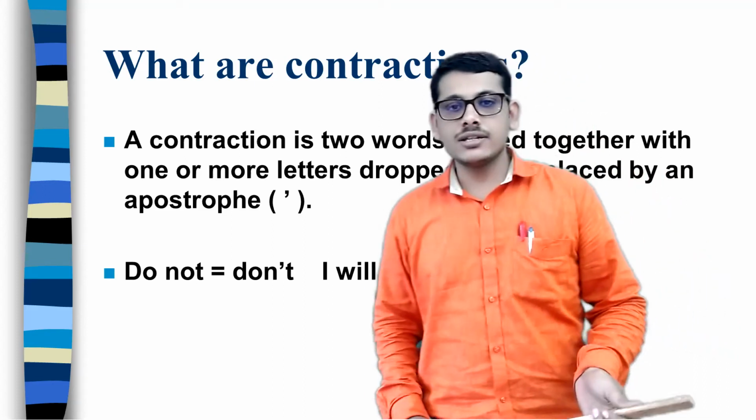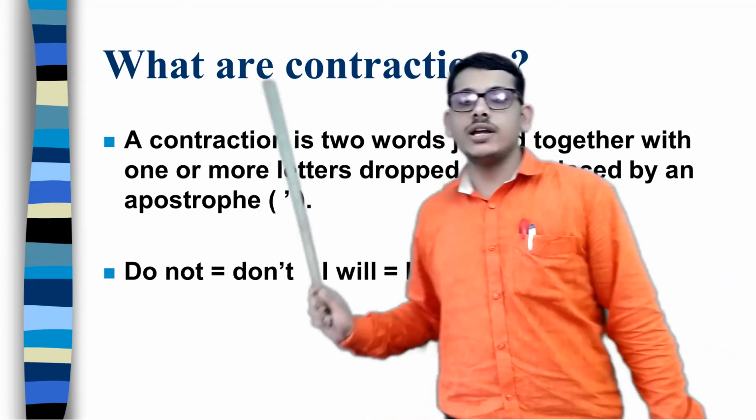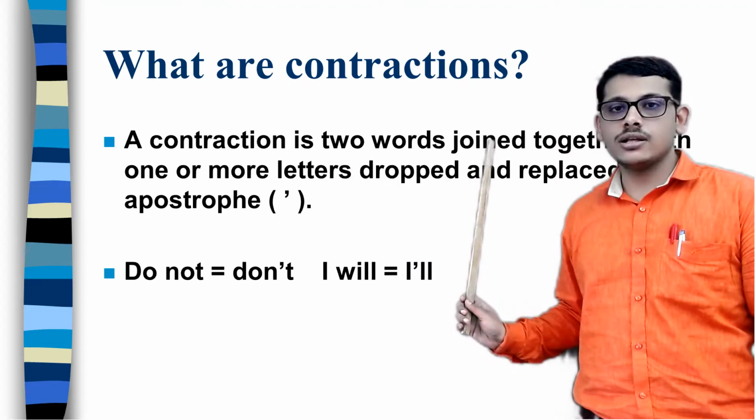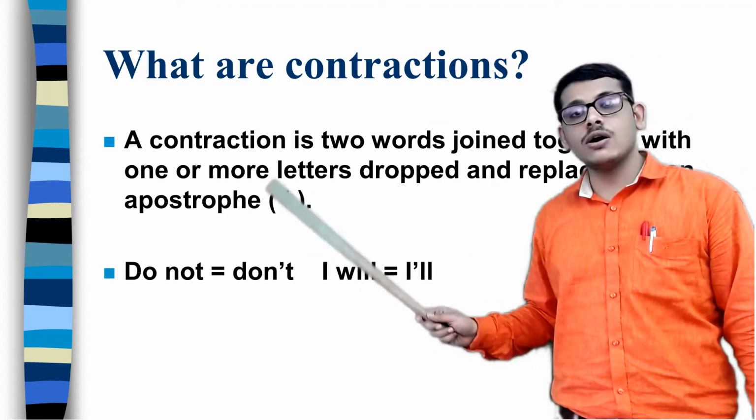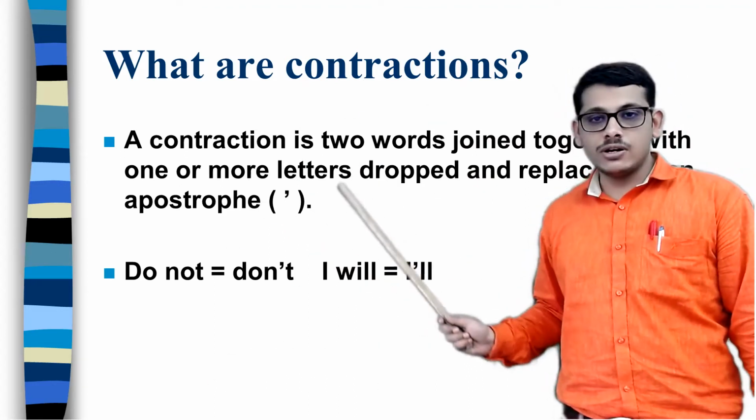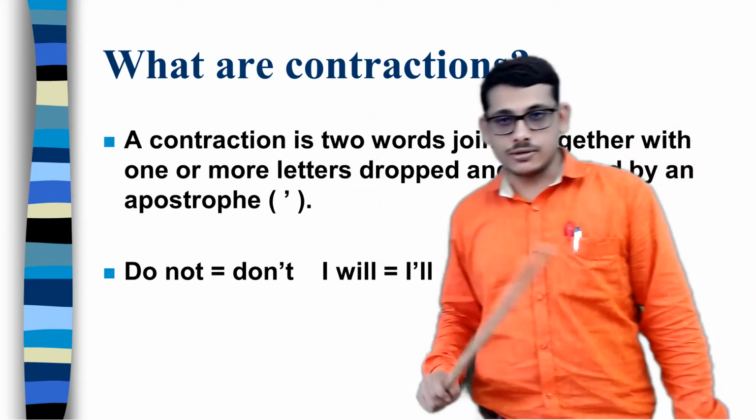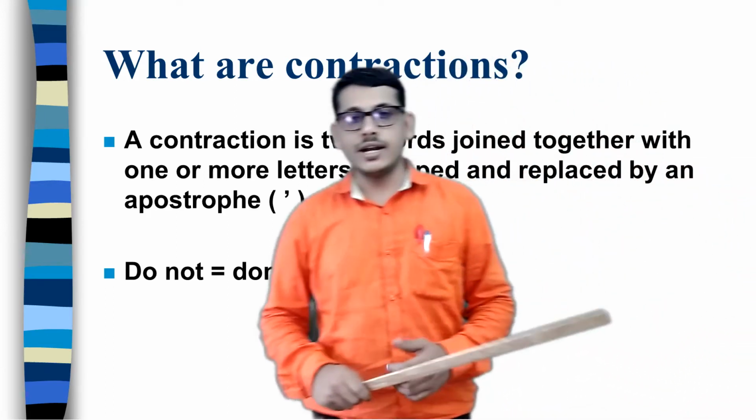So what are contractions? A contraction is when two words join together, and when we are joining them, we drop some letters, and when we drop some letters, we add an apostrophe. So it becomes a contracted form.